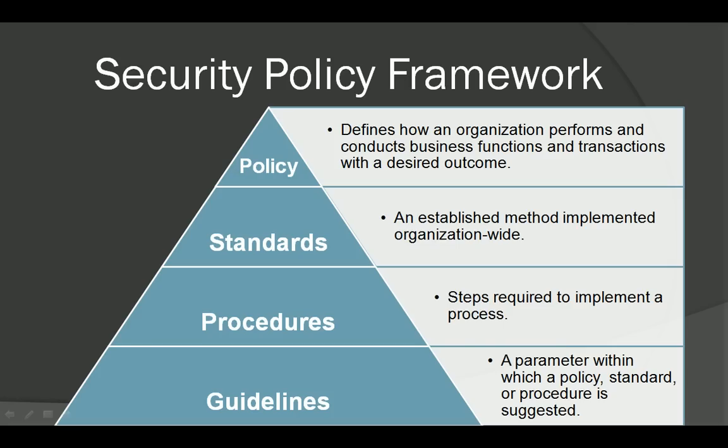And we'll talk more about this relationship in just a minute, but procedures are exactly step by step how to carry out those policies, and the procedures can be established through standards and policy. So you might have a standard that says here's how we should do something. You might adopt that standard through a policy, and your procedures might reference that standard, or your procedures might help achieve that standard. And then you have guidelines, which is a parameter within which a policy, standard, procedure is suggested. So why are we doing this? What's the reasoning behind this policy?